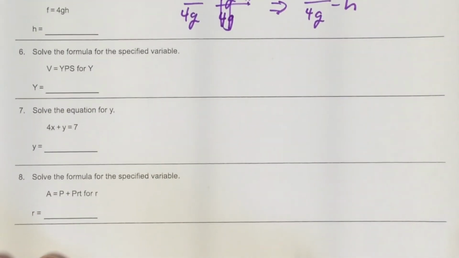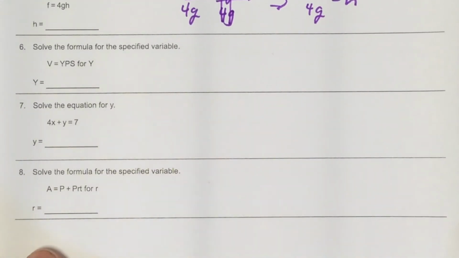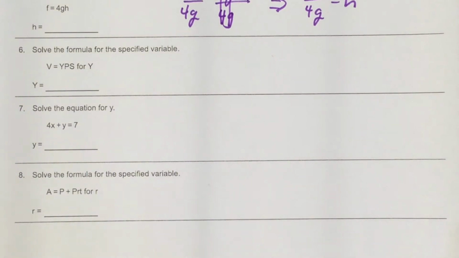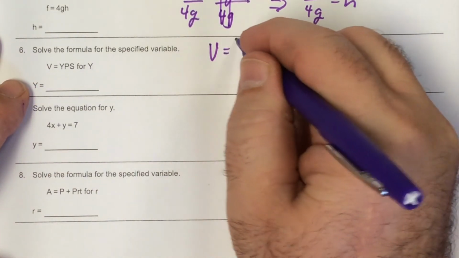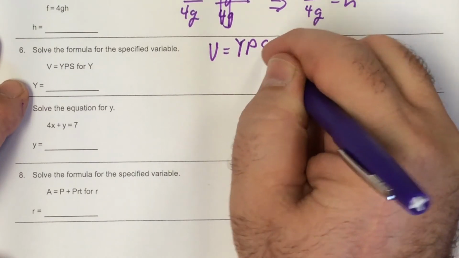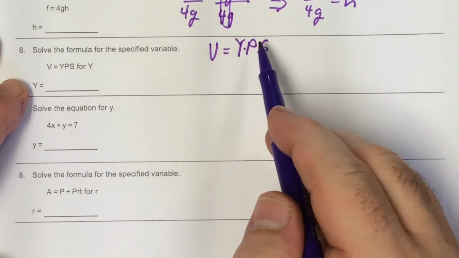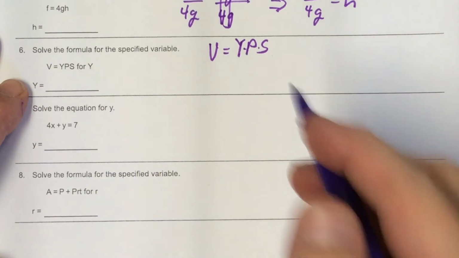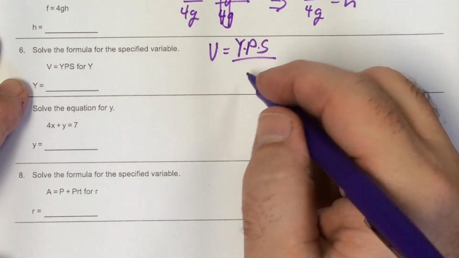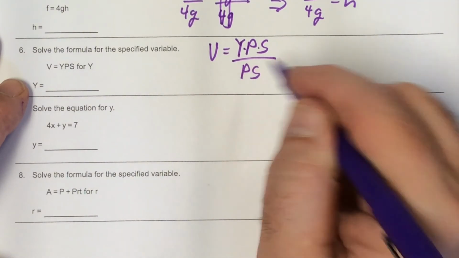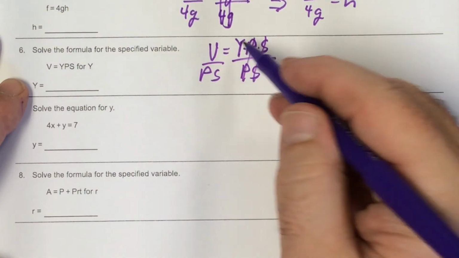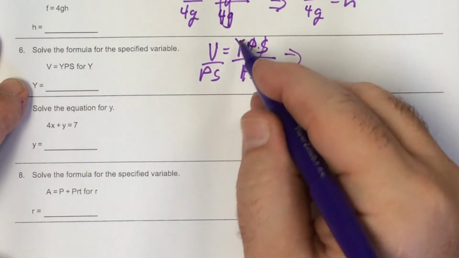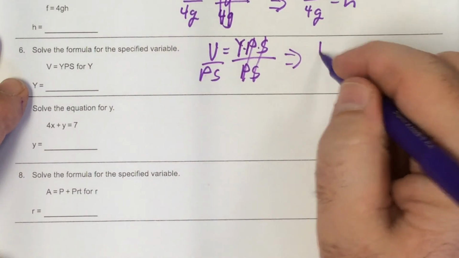Let's take a look at the next few problems. I think this is the last 3 problems of this section. We want to solve for y. If we have the equation V equals y p s, the y, the p, and the s are all joined by multiplication. So if I want to get y alone, I divide by what's multiplying it, which is ps. That gets rid of it over here, giving me y equals V divided by ps.